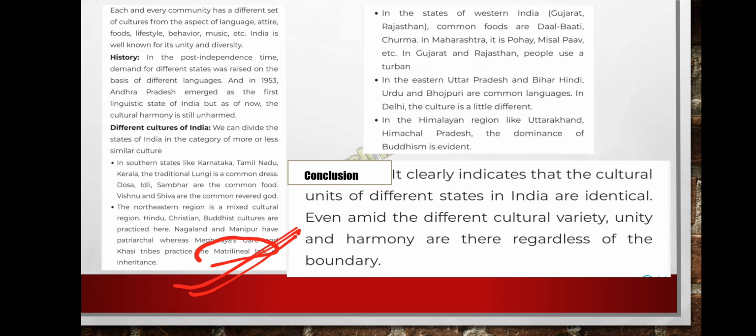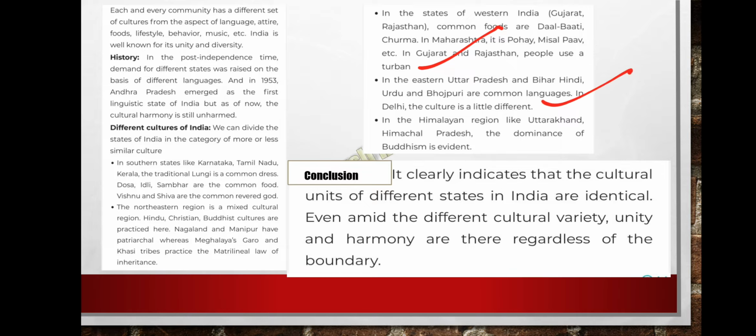In the states of Western India, you can see common foods like dal bati, churma. In Maharashtra, you can see different types of pohe and other food styles. You can speak not only about food, but also about different art, culture, dance forms, different cultural forms. You can speak about anything over here.